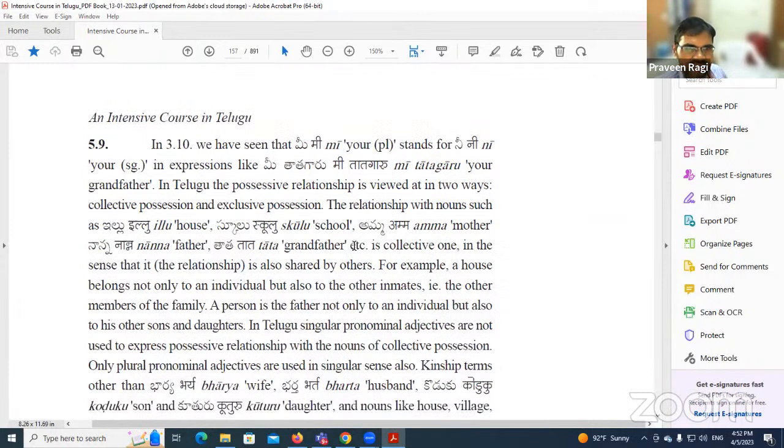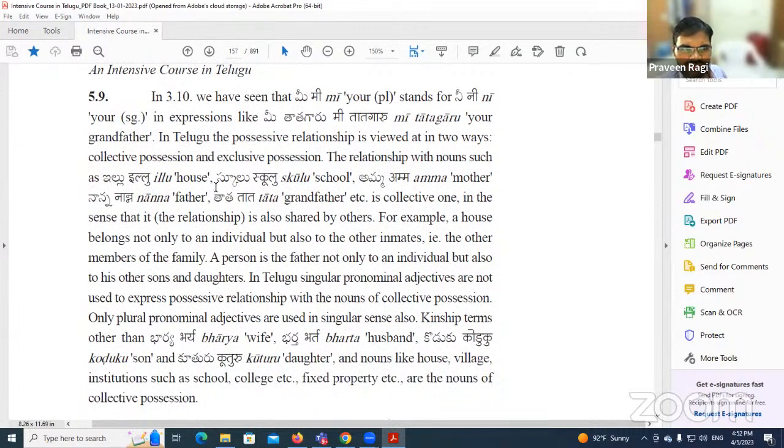This is a very lengthy explanation, but let's see. We have seen that me, your, and ni, your, singular and plural, in expressions like me tatagaru, yes, grandfather. In Telugu, the possessive relationship is viewed in a certain way. I'm just reading fast because sometimes when we read theory, we get bored. But you can also read in your mind. If it is something important, I explain outside.